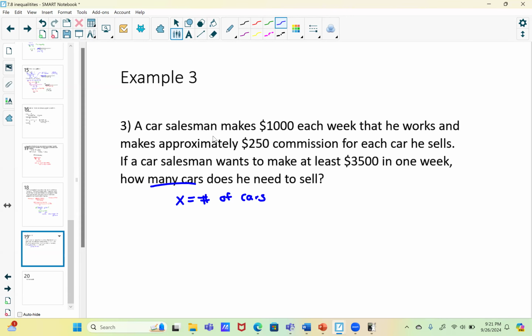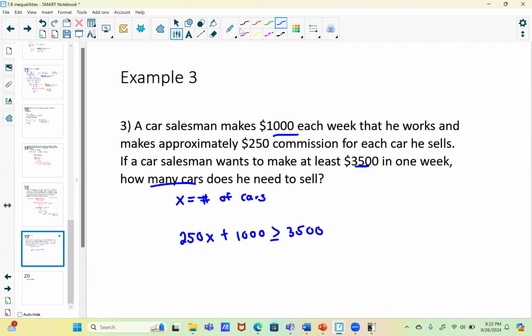Okay, so then we want to write a scenario. He makes 1,000 each week and he makes $250 commission for each car he sells. He wants to make at least 3,500 in 1 week. So we know it's $250 per car, so it'd be 250 times X, the number of cars, plus he still gets 1,000 each week. We're just talking about a week. And he wants to make at least 3,500. So again, at least means that it's greater than or equal to 3,500.